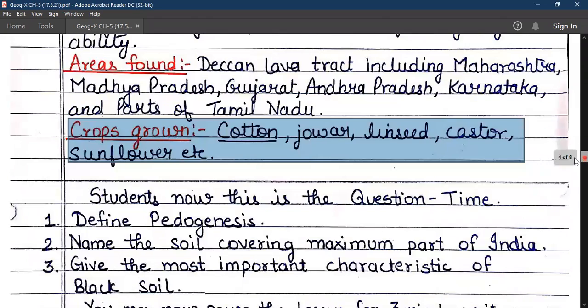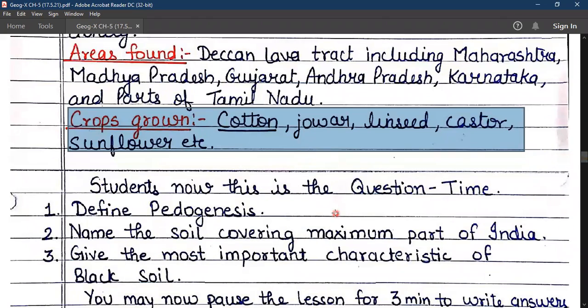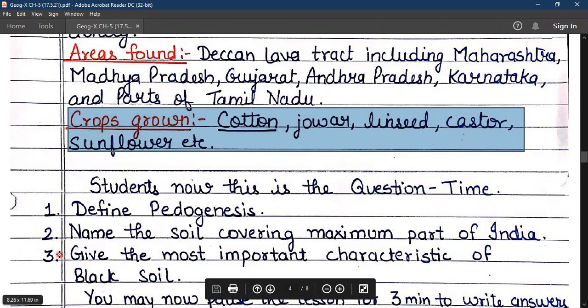Now, children, this is the question time. So, the questions are first, define pedogenesis. Number two, name the soil covering maximum part of India. Number three, give the most important characteristic of black soil. You may now pause the lesson for 3 minutes to write down their answers.